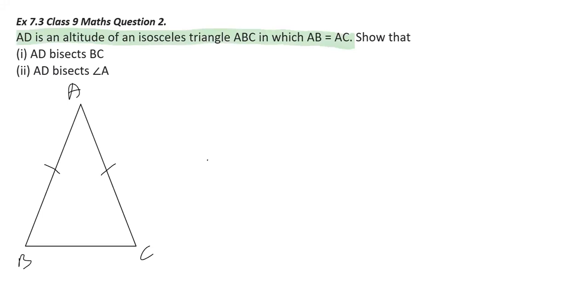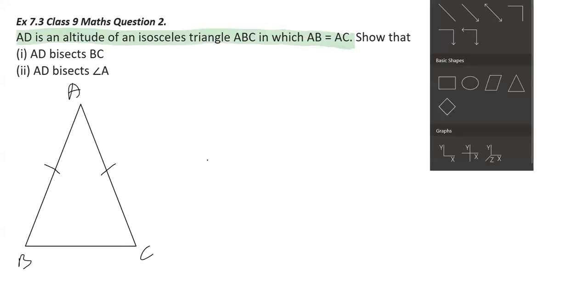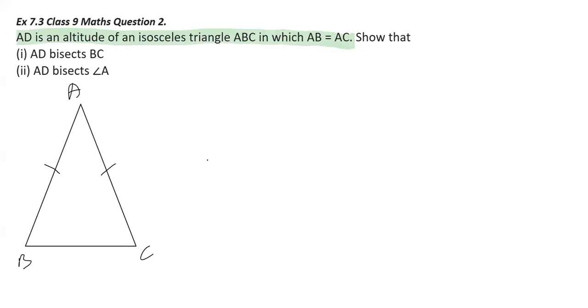Further, it says we have to draw an altitude, AD being the altitude. So we'll draw the altitude from A to this side BC, and we'll name it AD. As you know, an altitude makes an angle of 90 degrees on either side of the base.